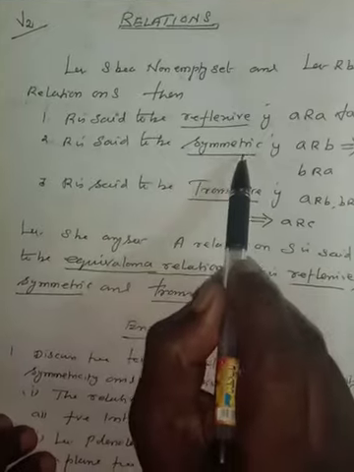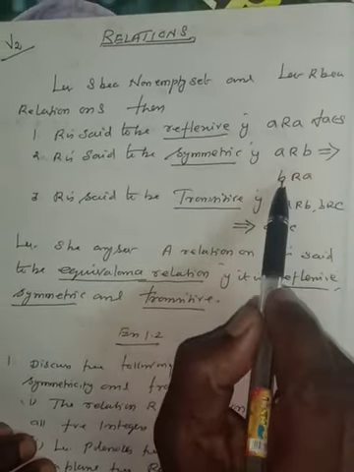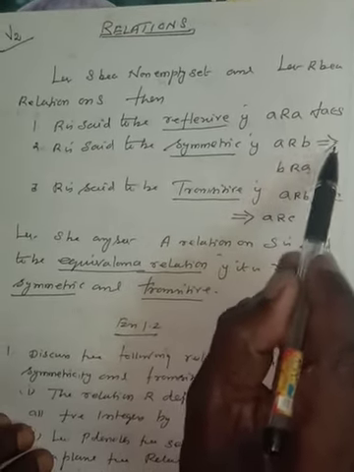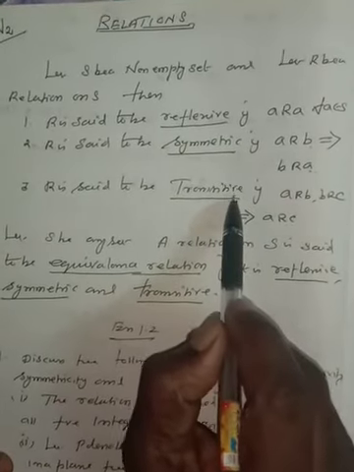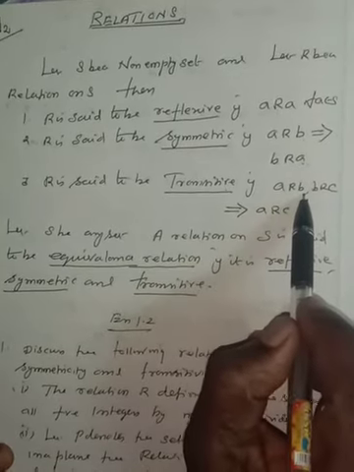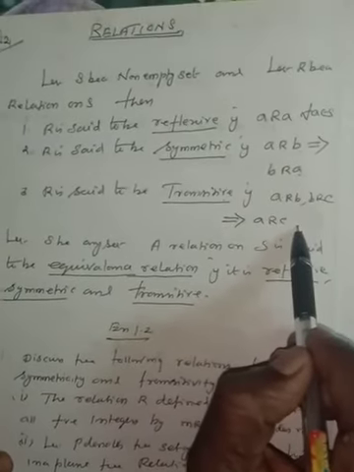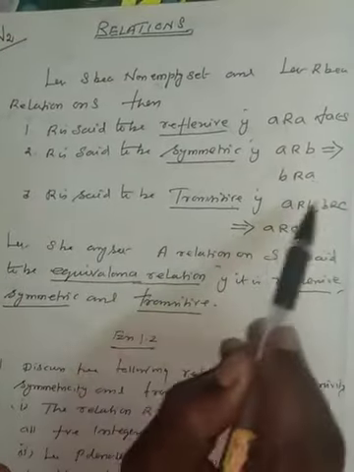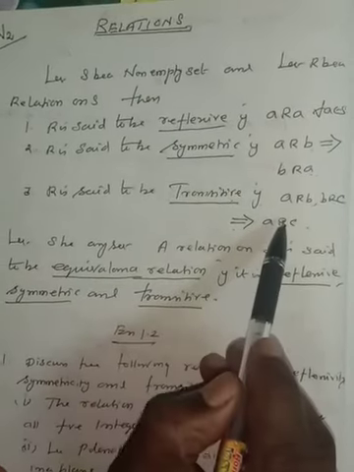Number 2, R is said to be symmetric if a relation b implies b relation a. Number 3, R is said to be transitive if a relation b and b relation c imply a relation c. These are the basic relations: reflexive, symmetric, transitive.